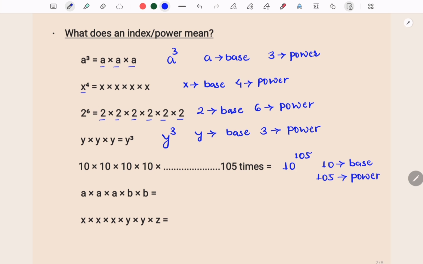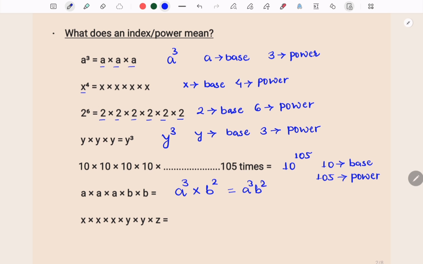For the next example, we have a multiplied by a multiplied by a multiplied by b multiplied by b. So we have 3 a's and 2 b's. That means a is being multiplied by itself 3 times, and then we have b multiplied by itself 2 times. So we will write a cubed into b squared.